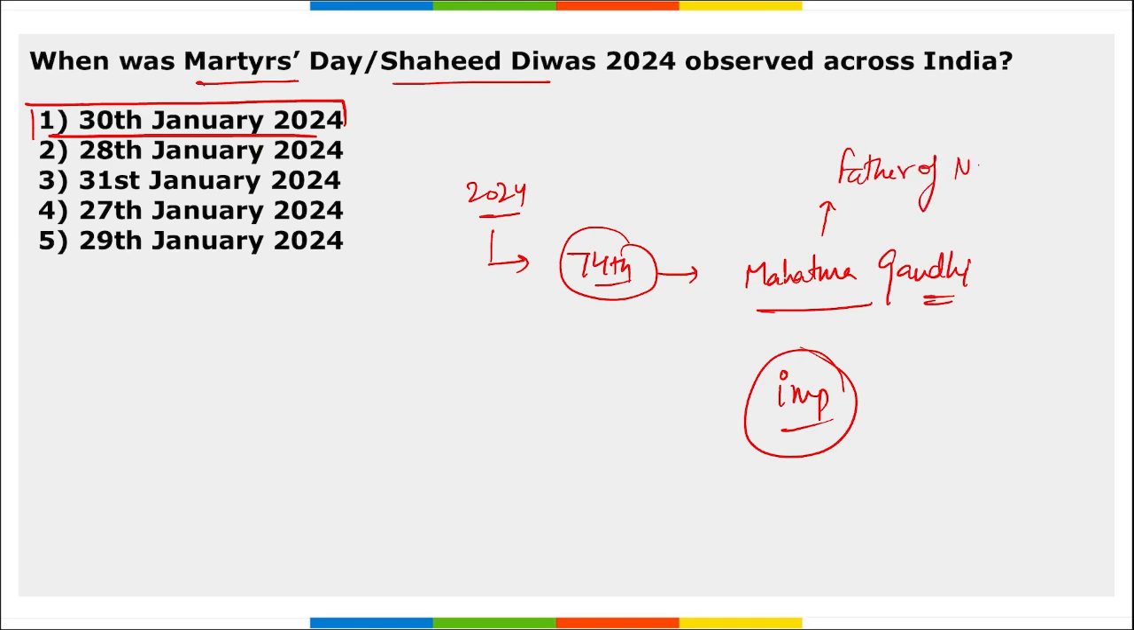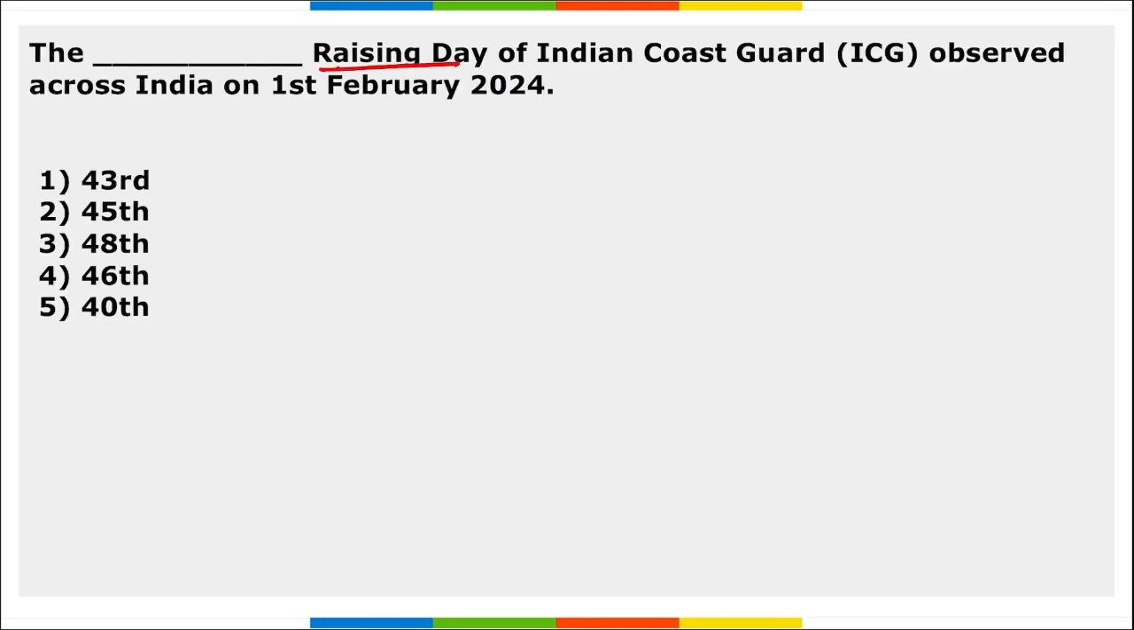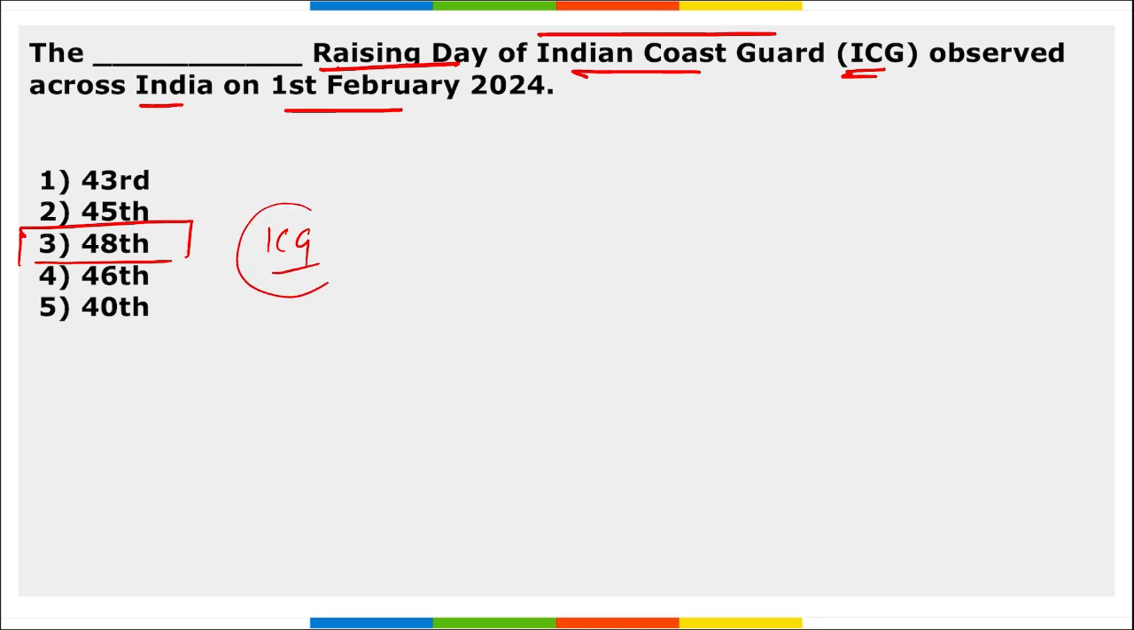Now you tell me, in which year did Mahatma Gandhi come back from South Africa to India? It is in something 90s. This is your homework. Kindly let me know in the homework section. Next, the raising day of ICG, that is your Indian Coast Guard, observed across India on 1st of Feb 2024. So this was the 48th raising day of Indian Coast Guard that was observed on 1st of Feb.